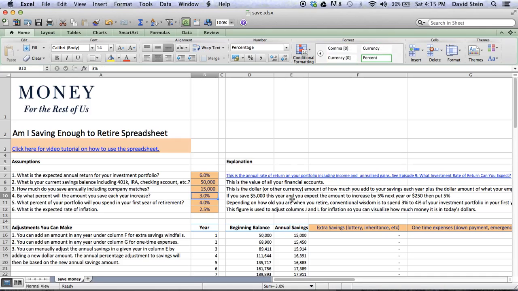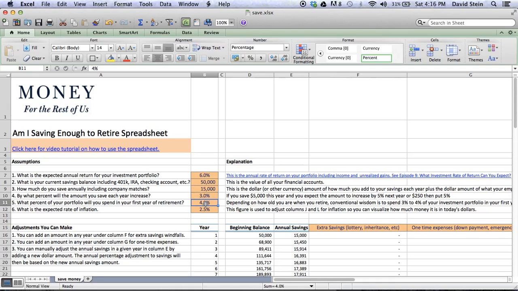The next assumption 4, what percent will that savings amount increase each year? So if you're saving $15,000 this year, if you look down here, year 2, we're saving $15,450. In other words, it went up 3%. And the spreadsheet automatically adjusts that savings amount, increases each year by the percentage you put there in assumption number 4. I'll show in a few minutes that you can actually customize that.